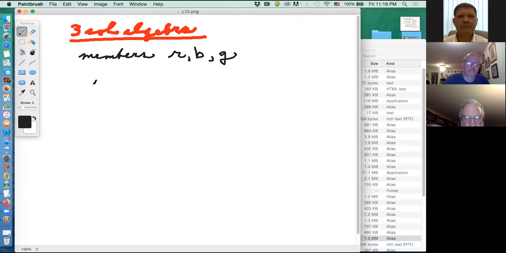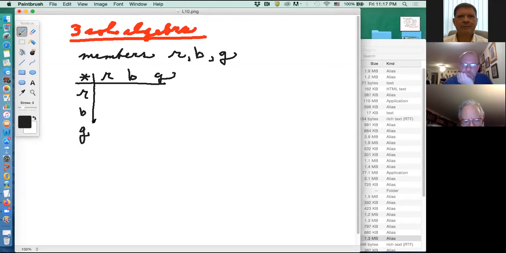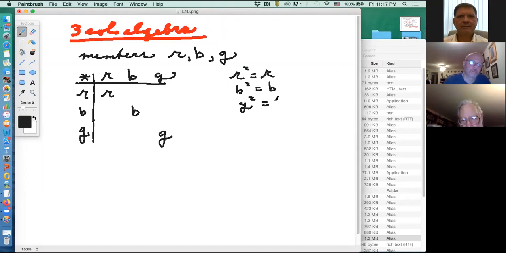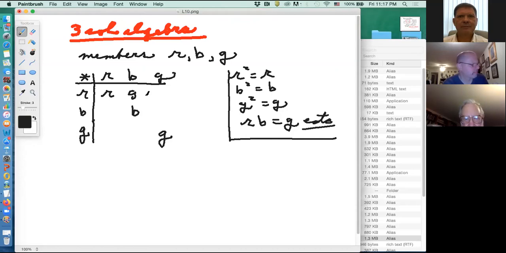And here's a binary operation, all right? Red times red is red, blue times blue is blue, and green times green is green. R squared equals R, B squared equals B, G squared equals G. And then the rest of it is RB equals G, et cetera. But I'll write out the multiplication table so you understand clearly what I mean by et cetera. The product of any two of them is the third. RB is G, RG is B, BR is G, BG is R, GR is B, GB is R. All right. Product of any two different ones is the third, closes on itself. Simplest algebra you could imagine that closes on itself.